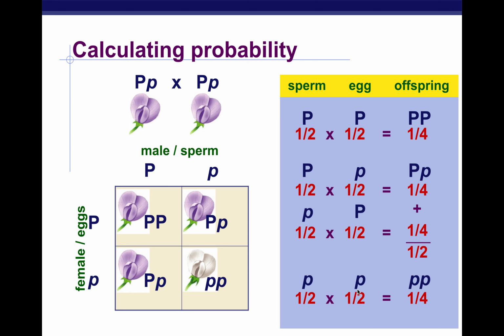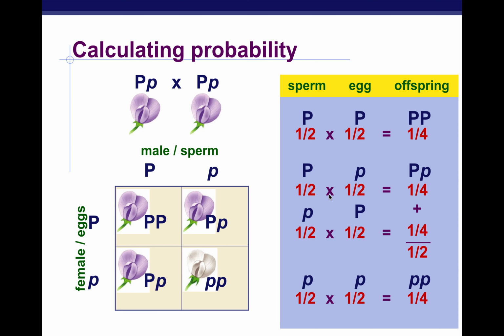The chance of getting little p is the same. You have a 1/2 chance of getting little p from this parent, a 1/2 chance of getting little p from this parent. It's just 1/4. 1/2 times 1/2 is 1/4. So this is just modeling probability. That's why we do the Punnett square. It's just a clean way of doing probability.